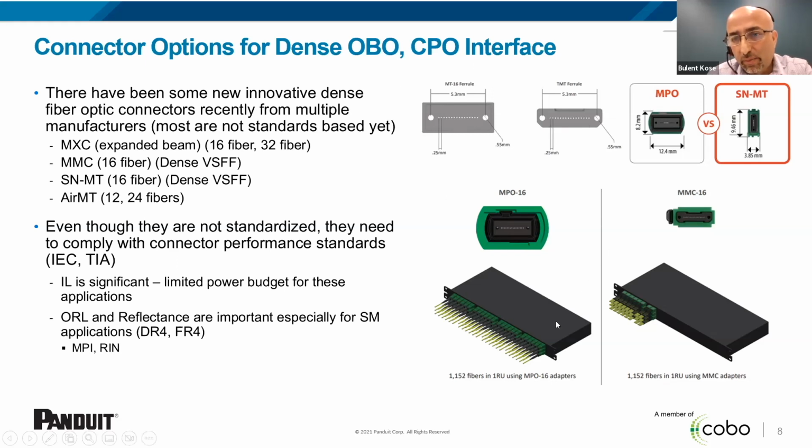Again, on the right in the pictures, I show examples from two major vendors that have been very active in working on these, the MMC and SN-MT connectors from US Conec and Senko. You can tell it's almost one third of the faceplate size you would need with these very high speed, high density connectors. The picture on the bottom shows how many connectors you could put in a one RU unit, with 1,152 fibers.